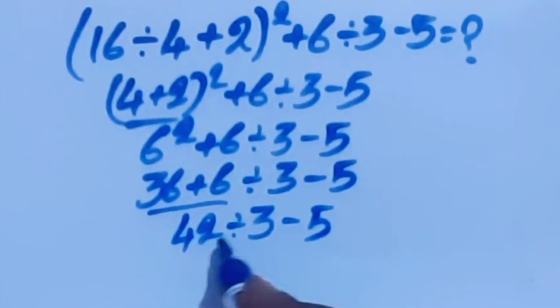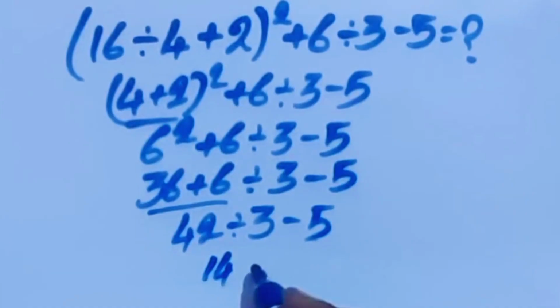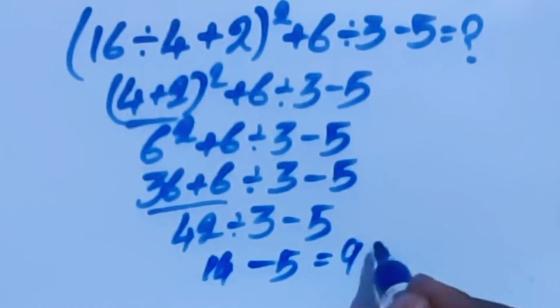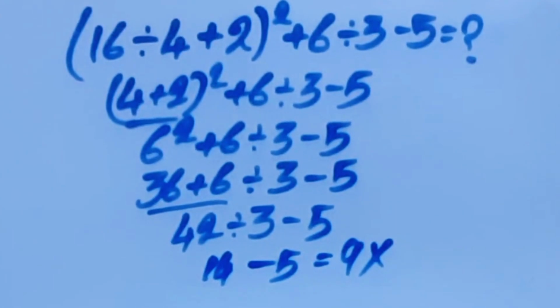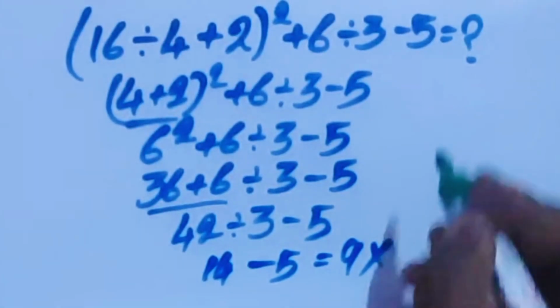Here 42 divided by 3 is 14 minus 5. Here 14 minus 5 is 9, which is the wrong answer. As per this order of operation, this 9 is the wrong answer.